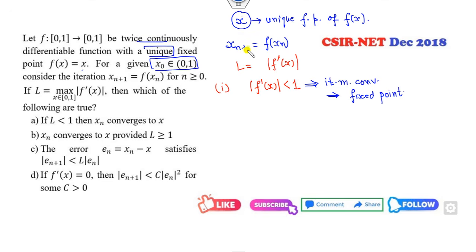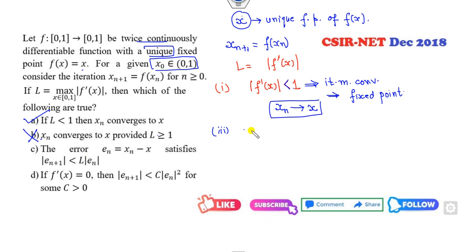X. So that means this xn will converge to the limit point x, because this condition holds. xn converges to x provided L is greater than or equal to 1. That's strong, because we need strictly less than 1 for the convergence. Now look at the error en.